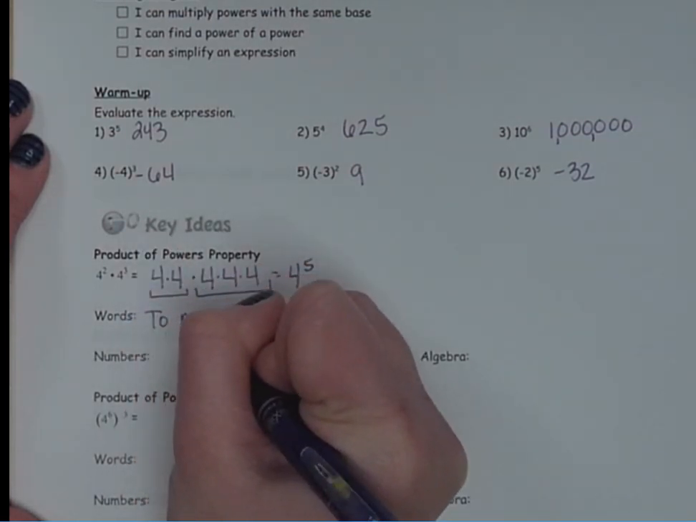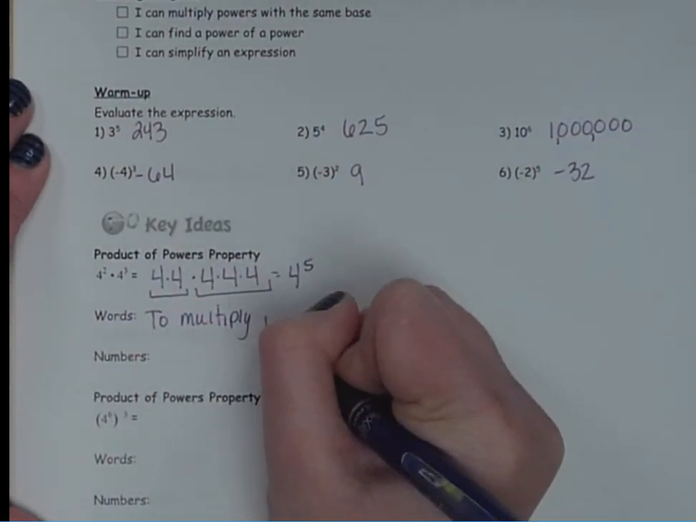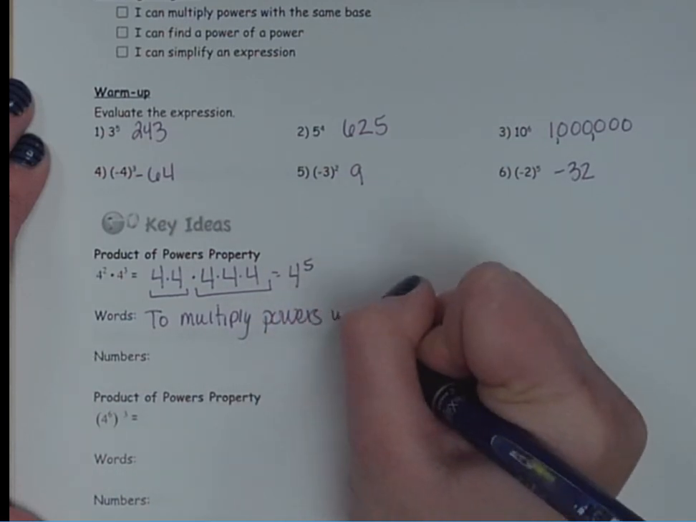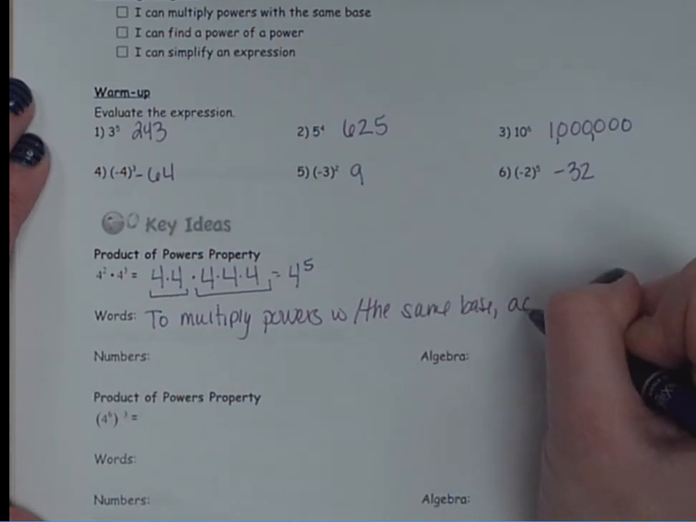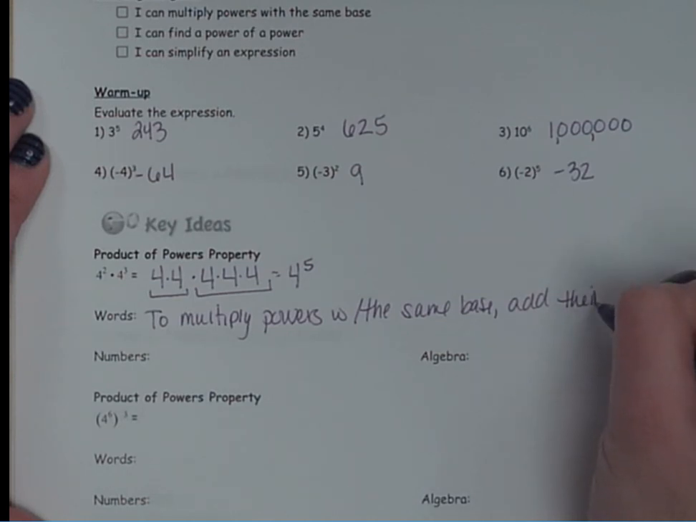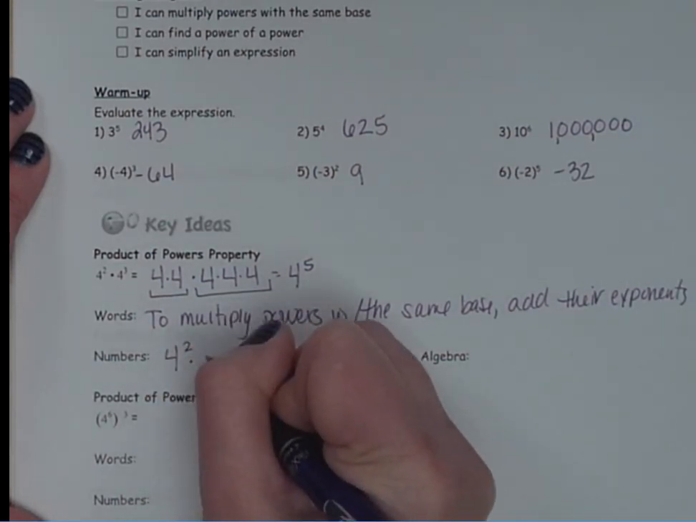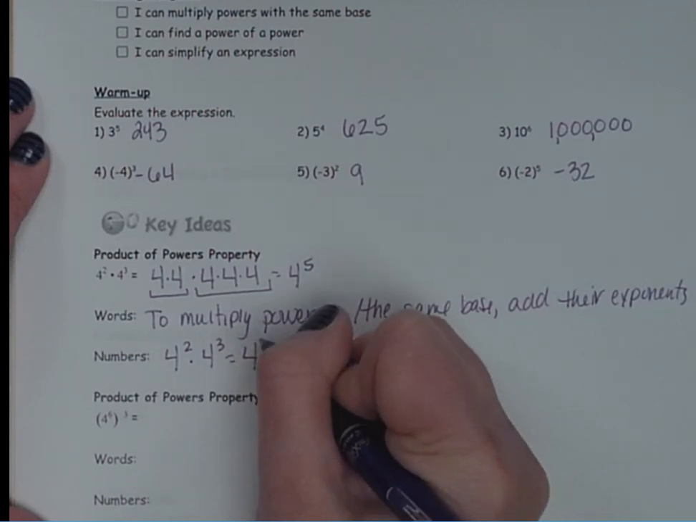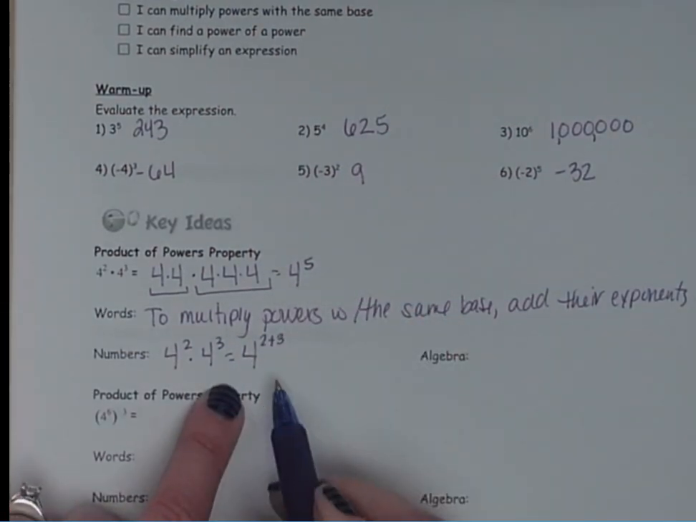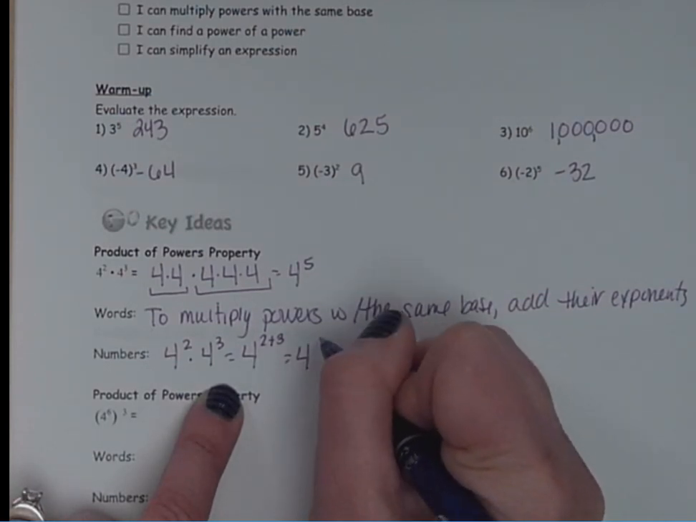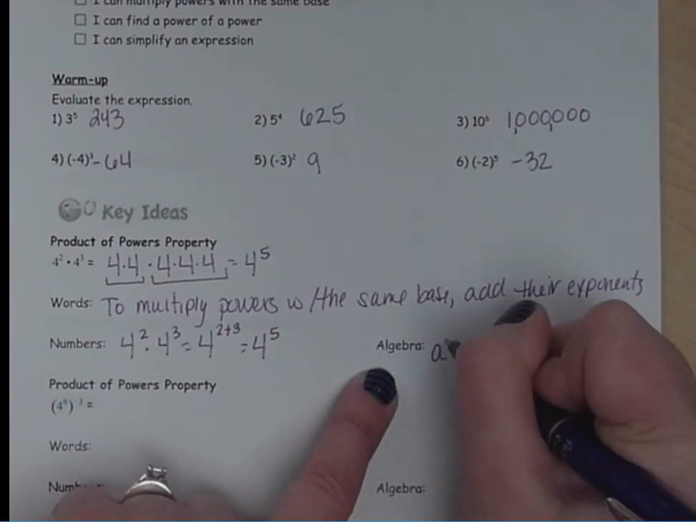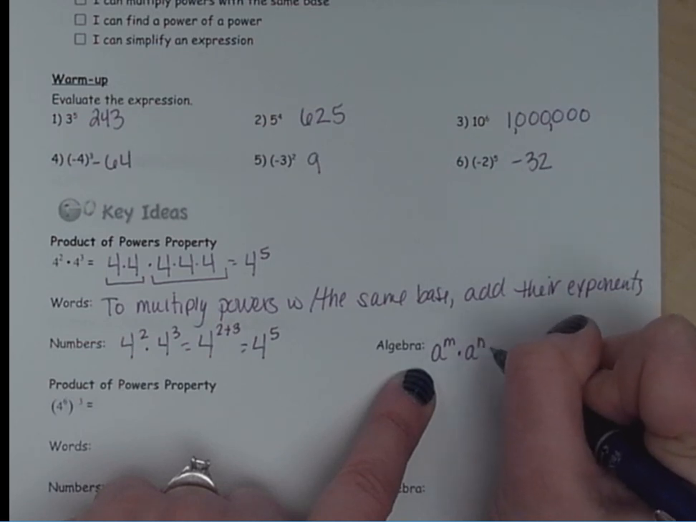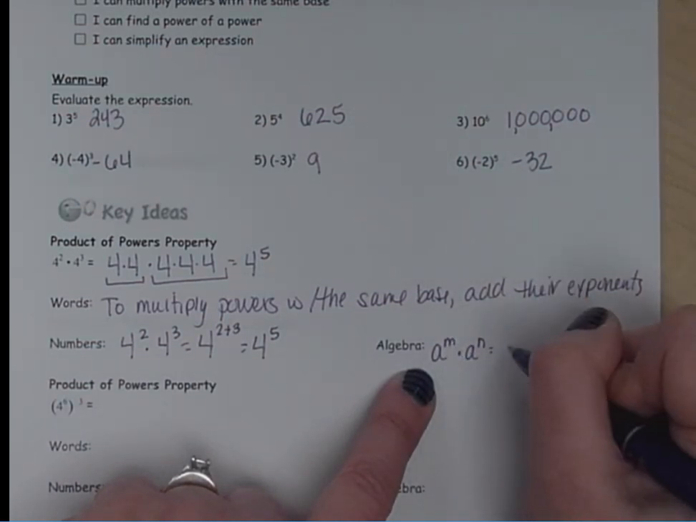So to multiply powers with the same base, add their exponents. What does that mean? If I have 4 squared times 4 cubed, we're going to add those exponents, so I end up with 4 to the 5th. What does that look like algebraically? If I have a to the m times a to the n, I would add m and n.